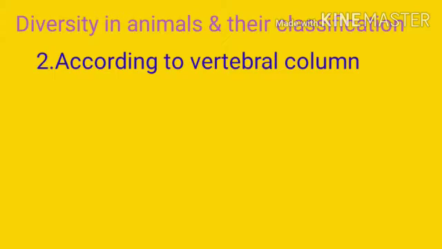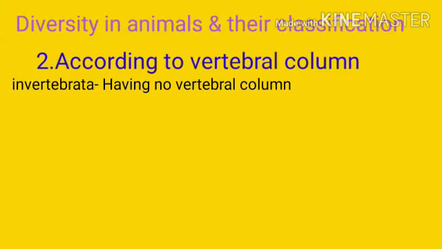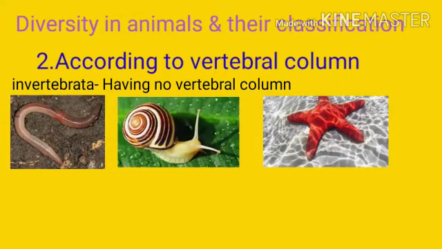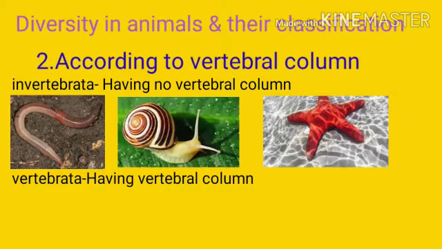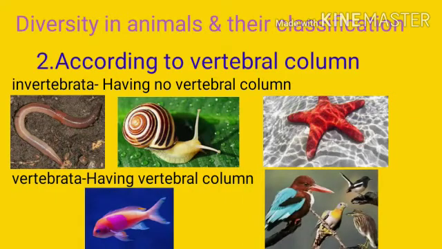Second type, according to the vertebral column. Vertebral column ज्याला मराठीमध्ये पाठीचा कणा असं म्हटलं जातं. According to the vertebral column, animals are divided into two types. First one is invertebrata, meaning having no vertebral column. Example earthworm, snail, starfish, etc. And the second one is vertebrata. Now what do you mean by vertebrata? Means having a vertebral column. Example, fish, bird, man.